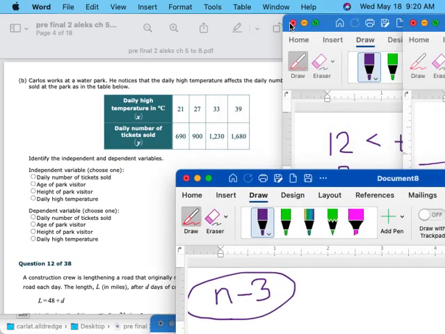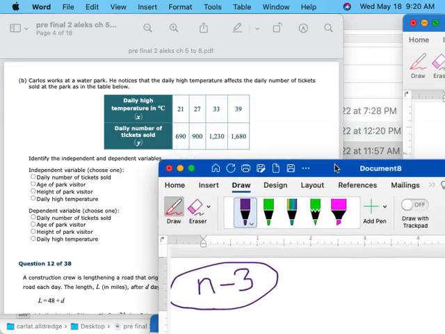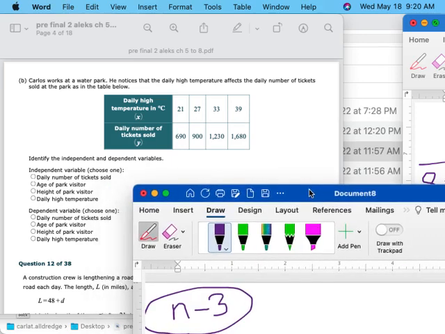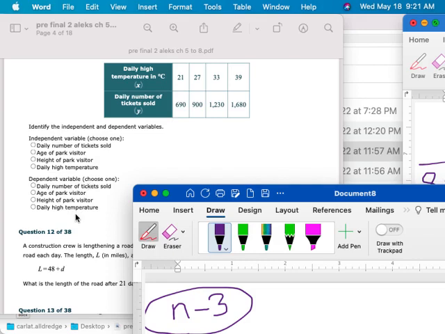Okay, let's look at the B part here. Okay, Carlos works at a water park. He notices that the daily high temperature affects the daily number of tickets sold at the park, as in the table below. Okay, so he's got the table. So it says independent variable. Which one is independent, X or Y? X. Okay, so it says independent variable, choose one. Daily high temperature in Celsius, right? Daily high temperature. Dependent variable, that's your Y. Daily number of tickets sold, okay?